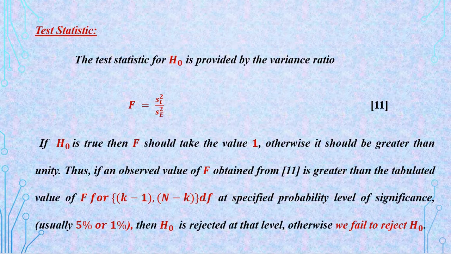Then the test statistic. The test statistic here is the F statistic, the variance ratio. So F is equal to s_t square divided by s_e square. If H naught is true, then F should take the value 1, and otherwise it should be greater than unity. Thus, if an observed value of F obtained from this expression is greater than the tabulated value of F for k minus 1, n minus k degrees of freedom at the specified probability level of significance, and usually it is 5% or 1%, then H naught is rejected at that level, and otherwise we fail to reject the hypothesis H naught.